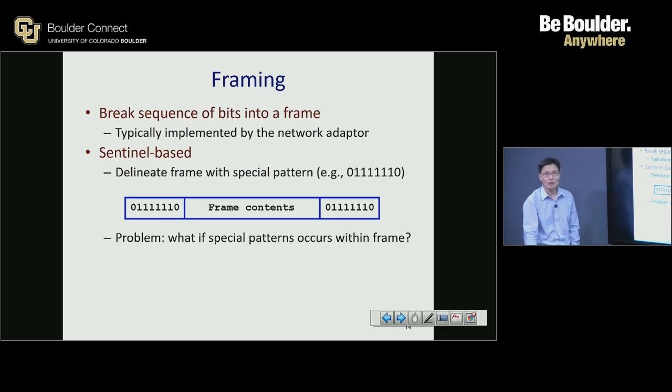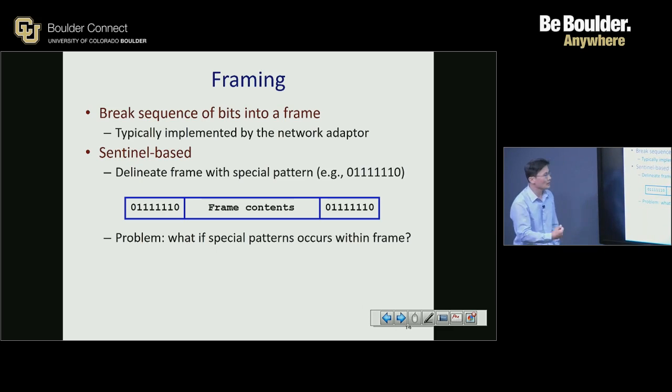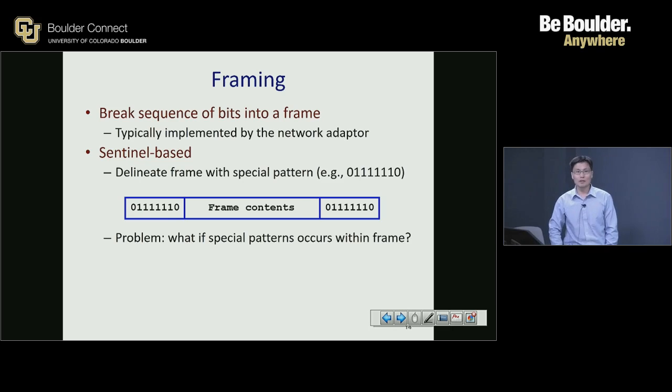Okay, so then you may wonder, because my frame content may have this pattern, right? Because my data could have this kind of pattern too. So how can I identify this is the starting and this is the ending, and also how do I deliver my content without being affected by all these sentinels? So any idea how we can do it? Escape sequence. Yeah, that's true.